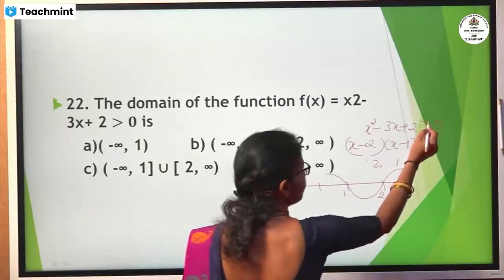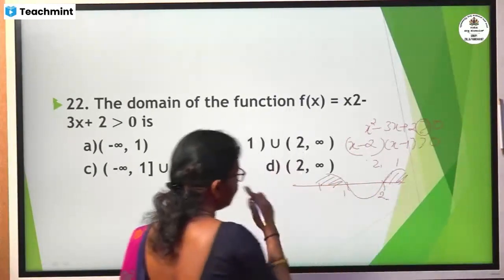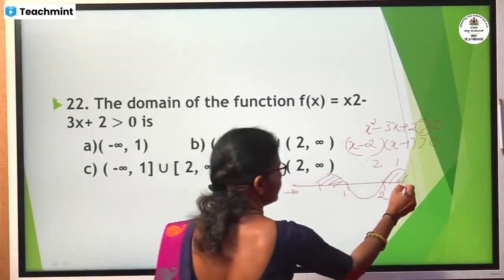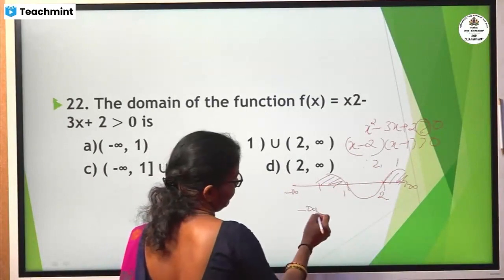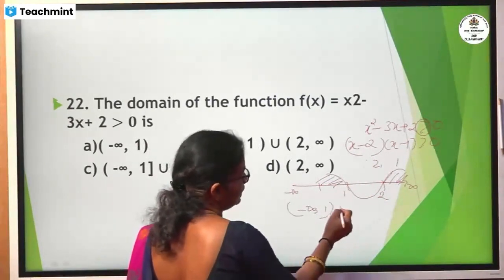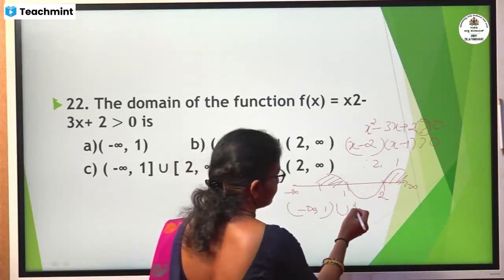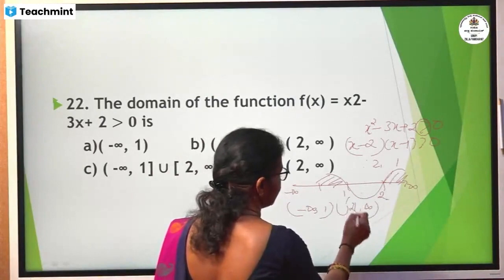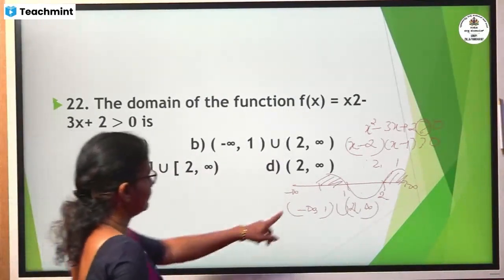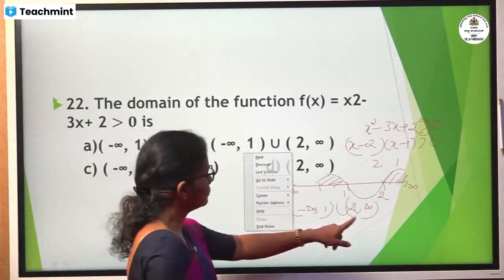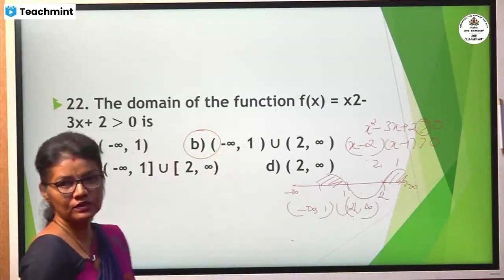As the condition is greater than, we need this region as the solution region, right? This is from minus infinity to plus infinity. So the solution region is minus infinity to 1, open interval, union, this portion is not needed, again this portion, 2 to infinity. If you check with the options, minus infinity to 1 union 2 to infinity. So option B holds good.